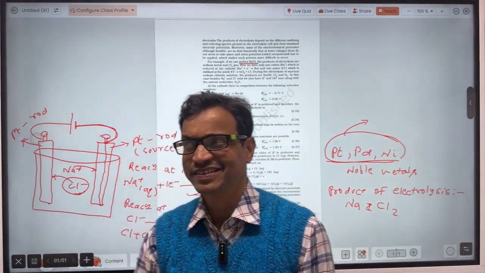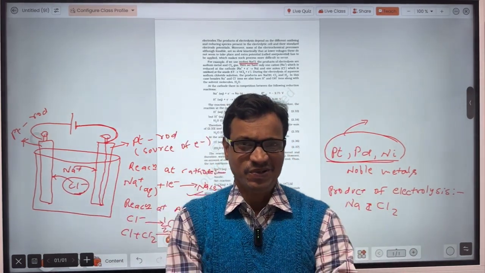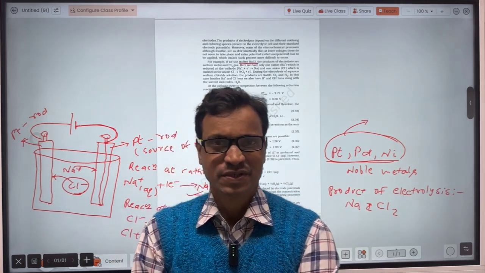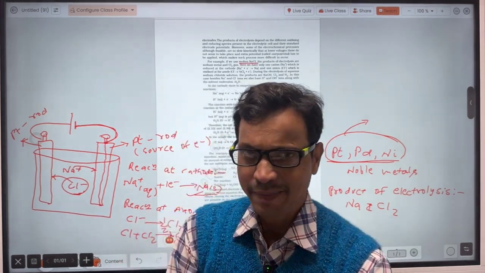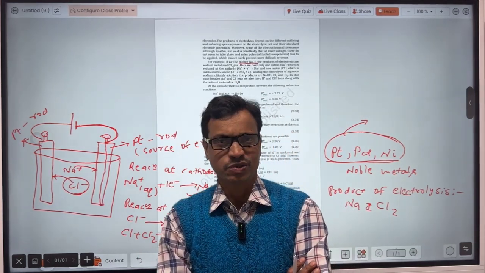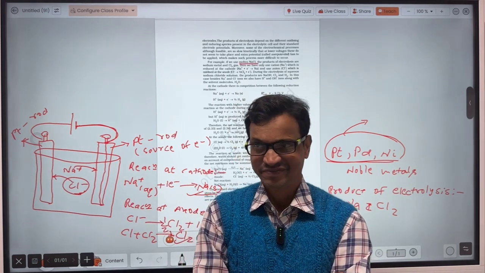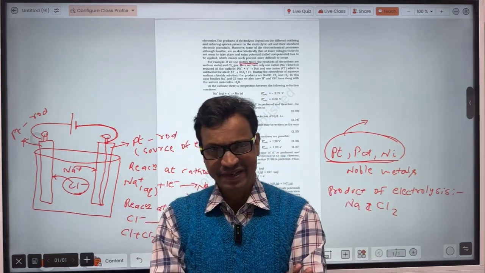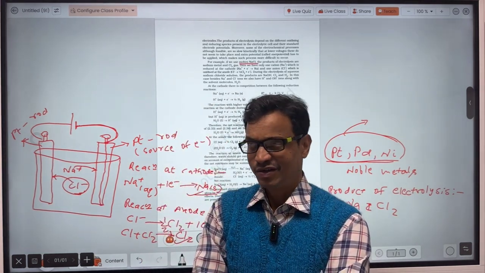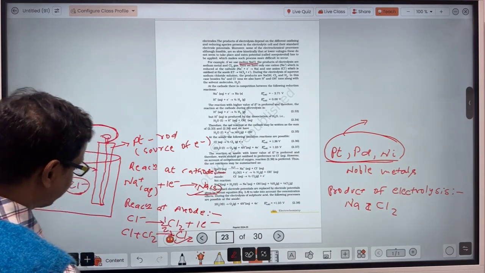Very easy, because here it is molten NaCl, so there will be only sodium and chloride ions inside the solution. Only the sodium ion will get attracted towards the cathode and the chloride ion will be attracted towards the anode. At the cathode there will be gain of electrons and at the anode there will be loss of electrons.